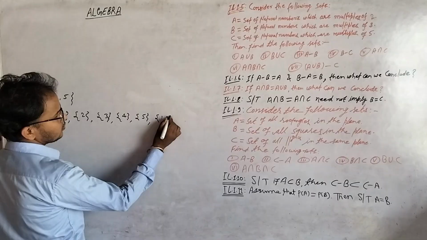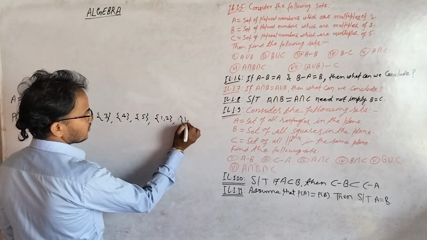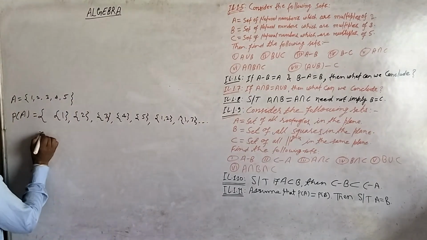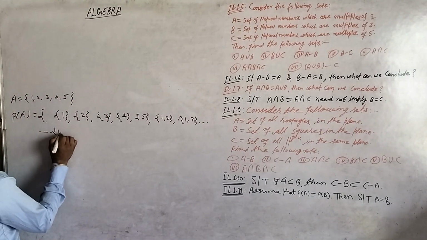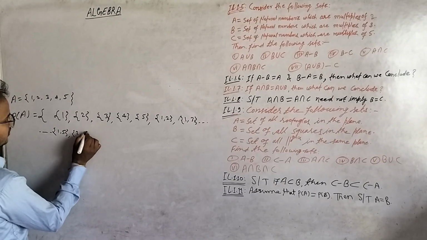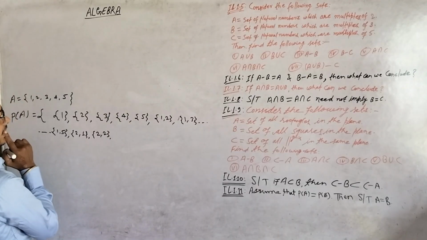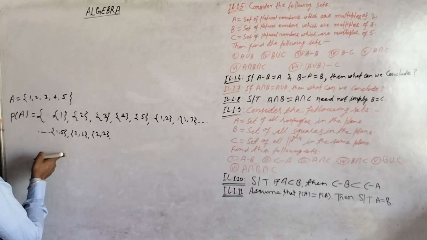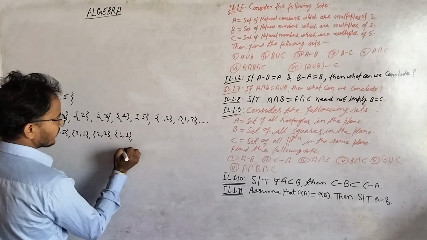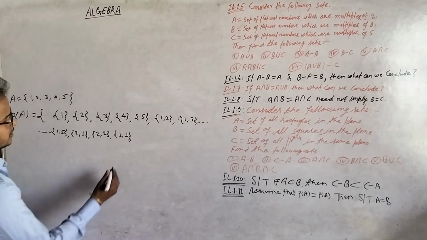Now we write the two-element sets: {1,2}, {1,3}, {1,4}, {1,5}. Similarly {2,1}, {2,2}. And {1,1} we do not write, we only write {1}. We do this with the other elements.